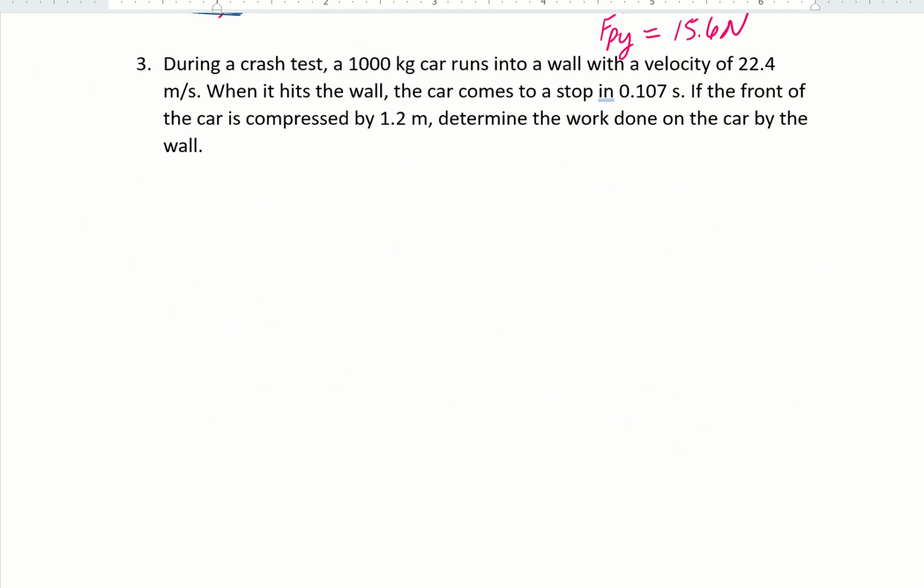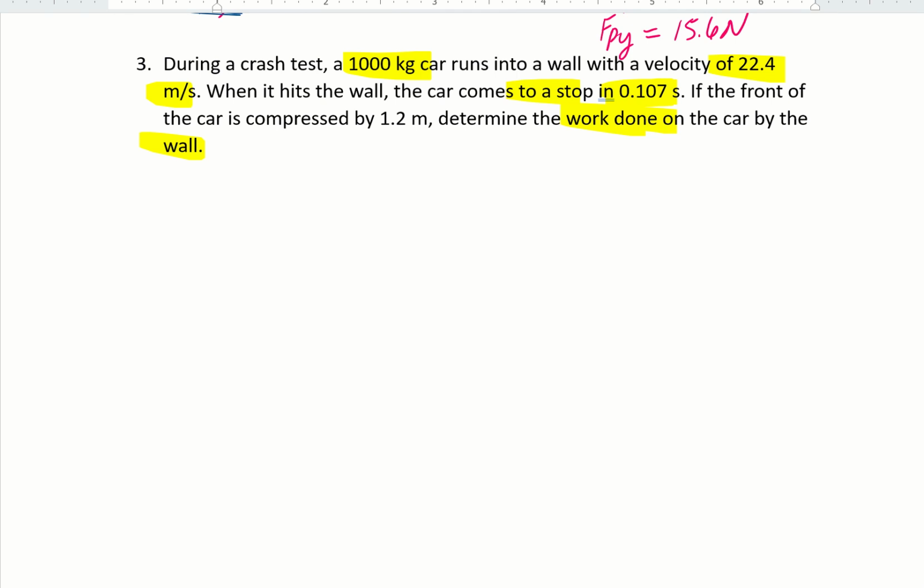Okay, here there are multiple ways to do this problem. I'll show you the easier way, or what I think is the easier way. So I have a crash test. A 1,000 kilogram car runs into a wall. It starts with a velocity of 22.4 meters per second. When the car hits the wall, it comes to a stop, and they give you how long it takes to come to a stop. I'm being asked, what is the work done on the car by the wall?